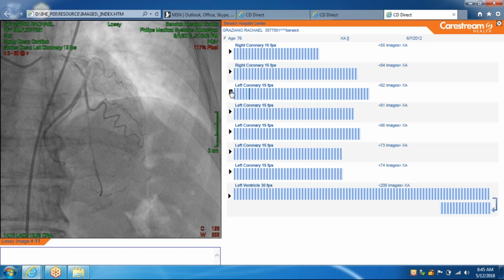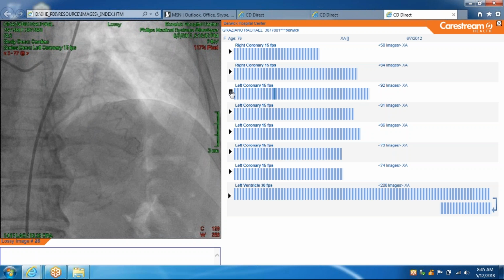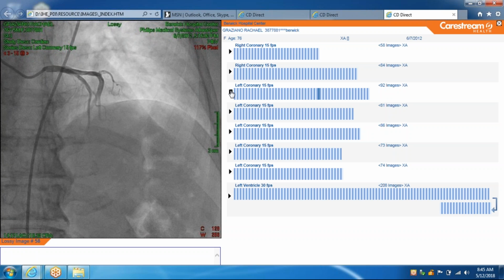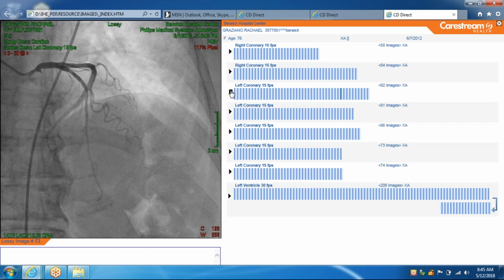So if you had to put a stent or use a balloon, you can judge the size of the stent or the balloon by just looking at the blood vessel.